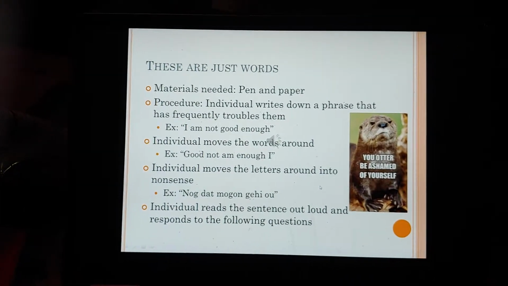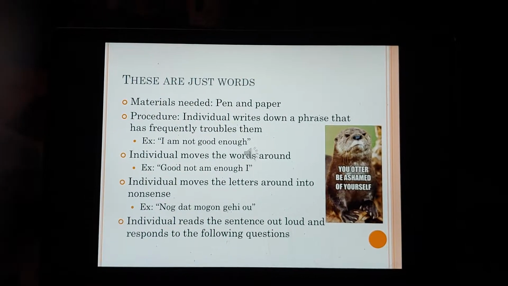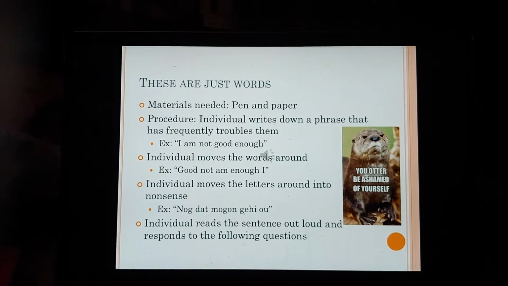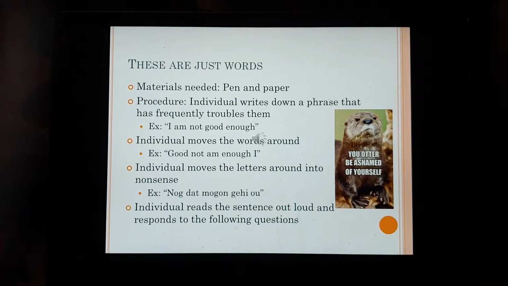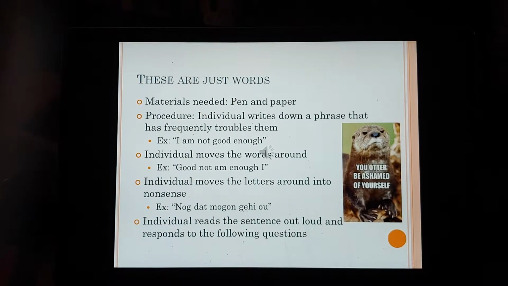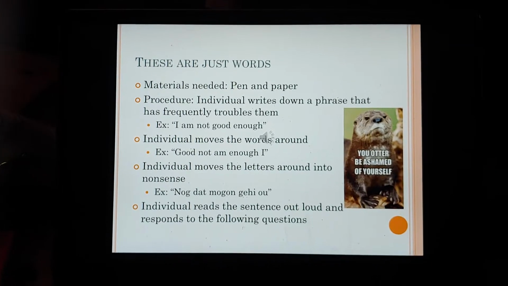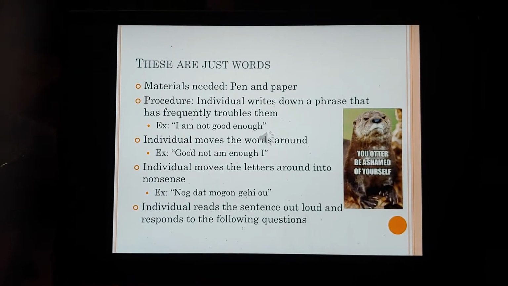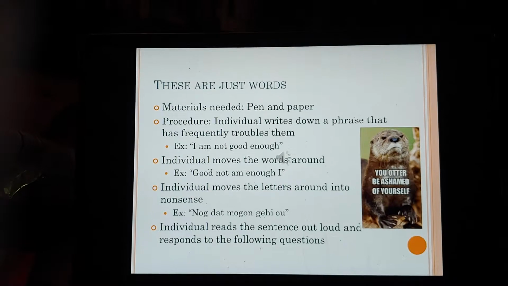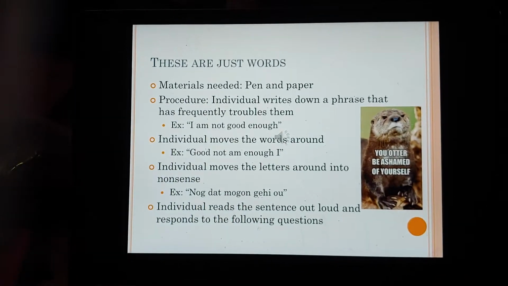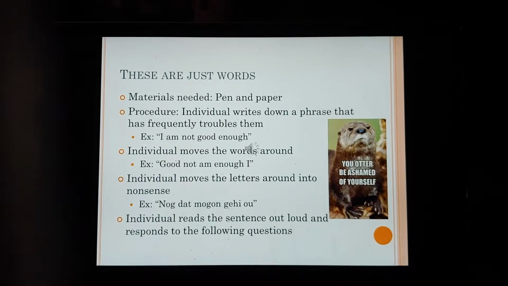So this activity was a little bit more simple. All the participant would need is a pen and paper. The participant would write down a phrase that frequently gives them trouble. I use the example of I'm not good enough. In the next step, the individual would move the words around to make kind of a sentence that doesn't make any sense. So, good not, am, enough, I. In the third step, the individual would move the letters around to make absolute nonsense. So it still has the exact same words, the same letters, the same basic makeup, but it no longer makes sense. The individual then read the sentence out loud and respond to the questions on the next slide.